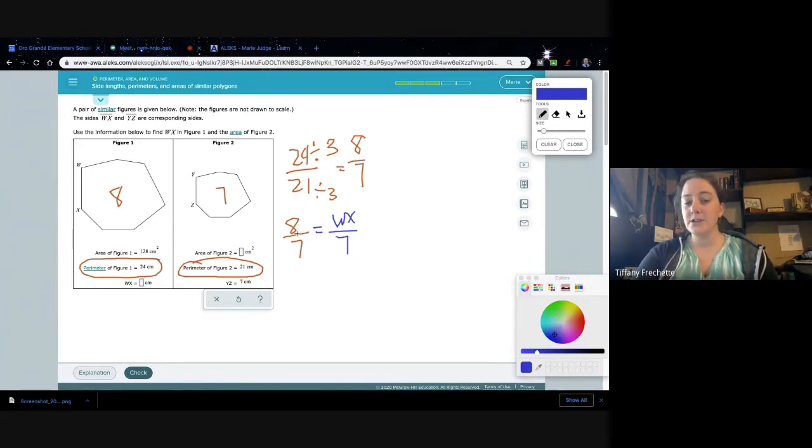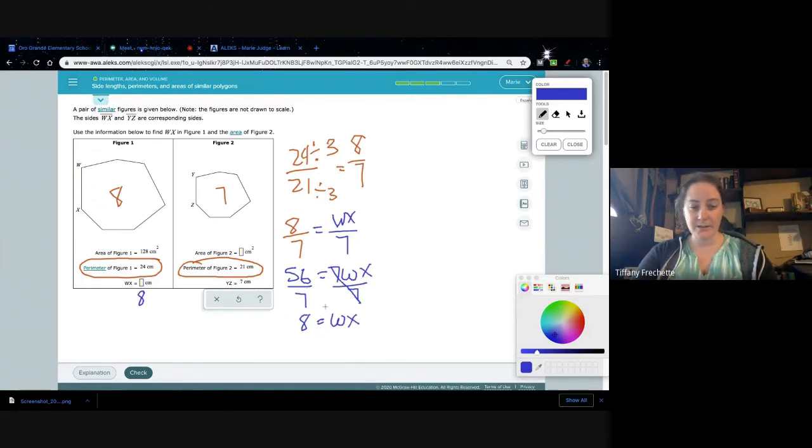So again, here's our logic. 8 to 7 equals something to 7. Does that need to be 8? Yes, it does. And if you weren't sure on that one, you could multiply. So you'd have 8 times 7, that gets you 56 equals 7 times WX. Then we would divide by 7. 56 divided by 7 is 8, and 7 divided by 7 cancels. So WX equals 8. If you see it logically, that's awesome. If you don't, just cross multiply like you would any other time, and that will give you your answer.